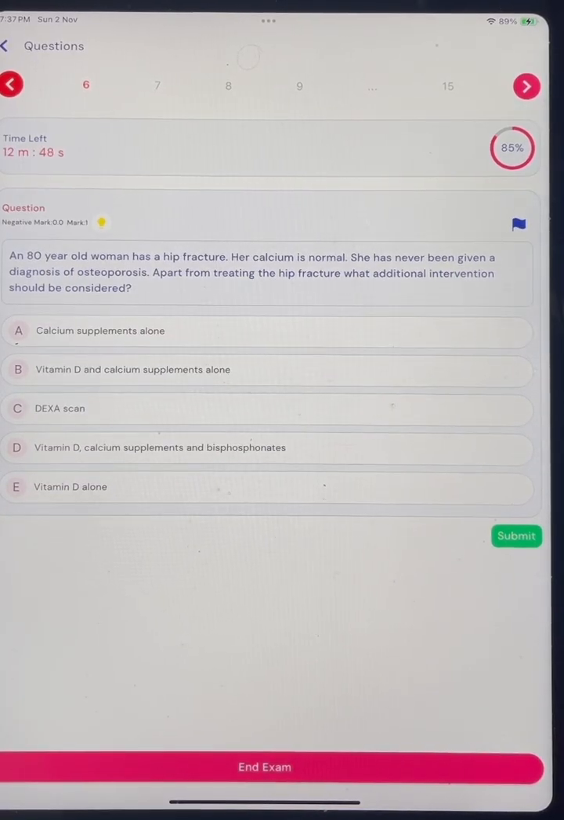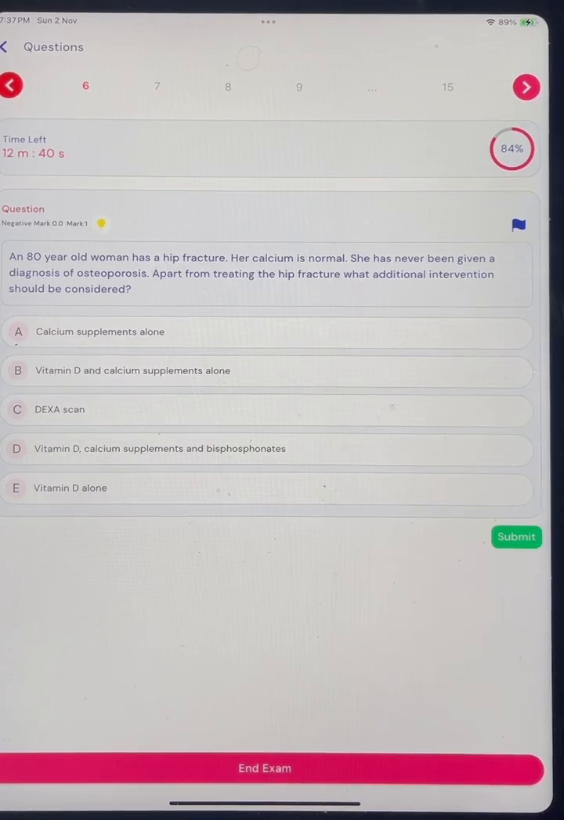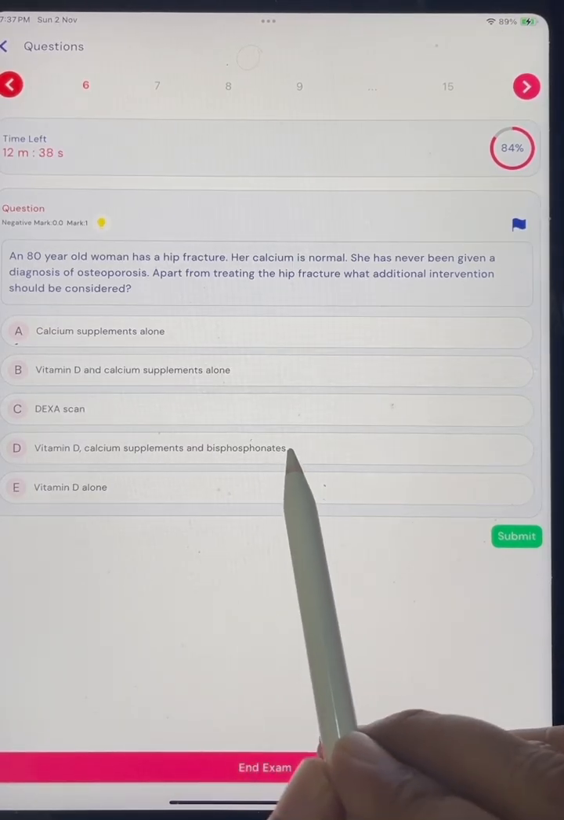80-year-old woman has a hip fracture. Her calcium is normal. She has never been given diagnosis of osteoporosis. Apart from treating the hip fracture, with what additional intervention? So person needs calcium and bisphosphonates.